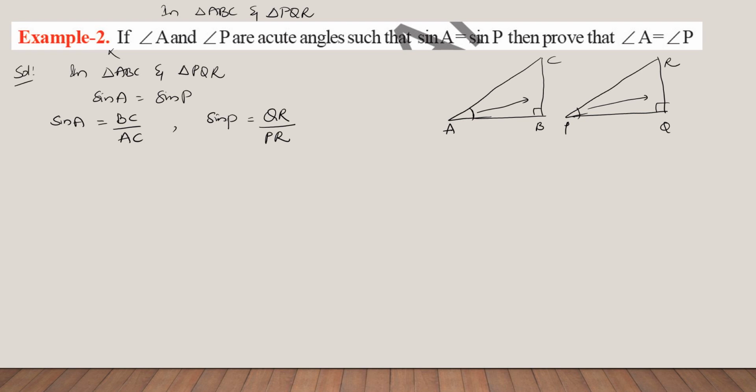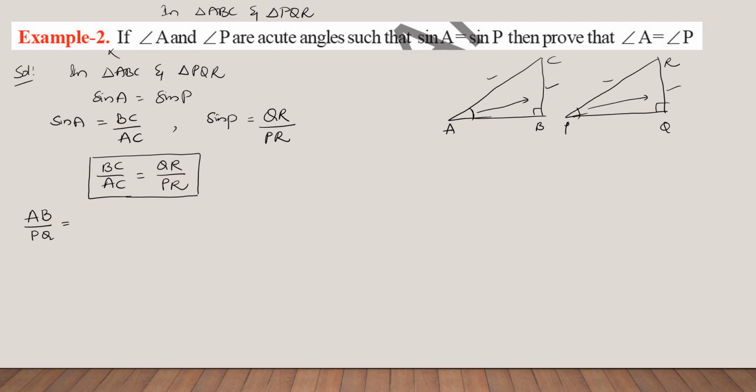Now what he has given? BC by AC is equal to QR by PR. So this is nothing but the relation that he has given. Now what I am going to do is, here I have considered the two sides BC and AC, and here also I have considered these two sides. And what are the two sides that are left? AB and PQ. So from this I am going to consider the ratio AB by PQ.